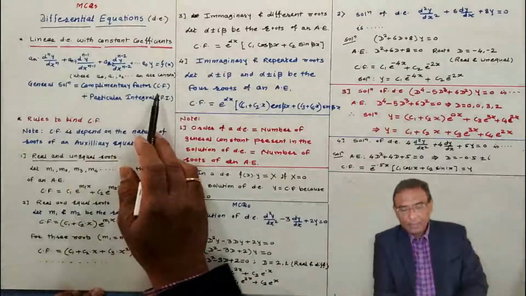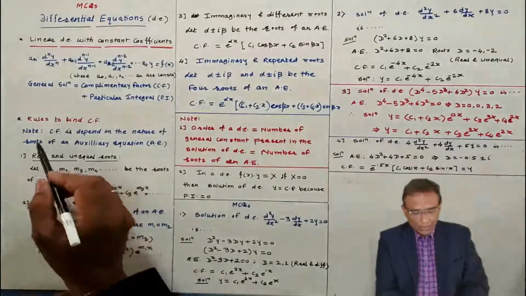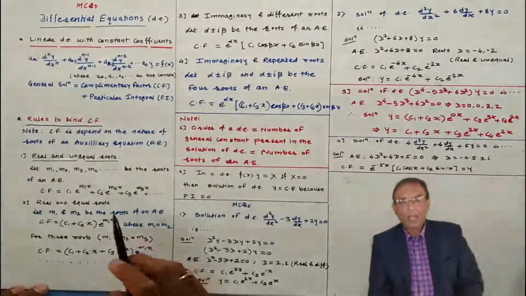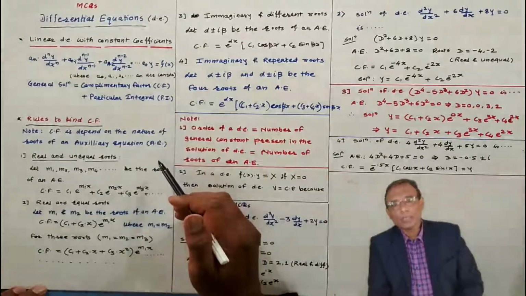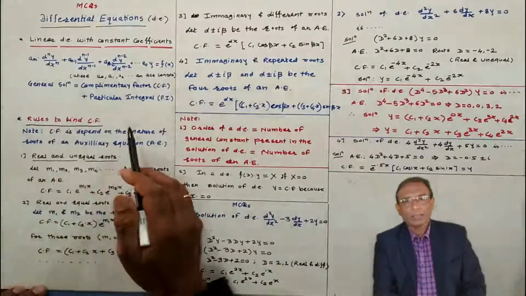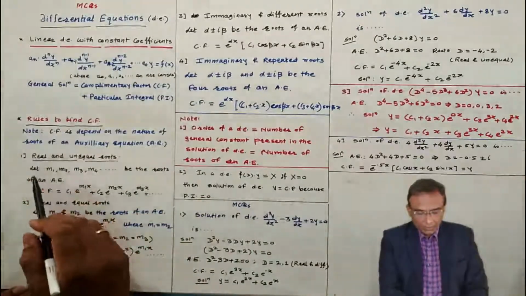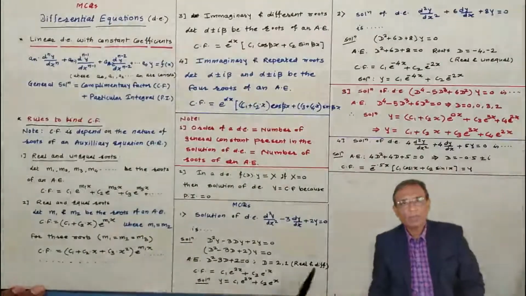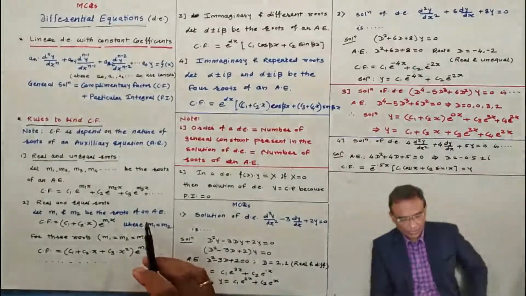So when you find the complementary function, there are some rules to find it. In short, I am going to describe the rules to find the complementary function. And this complementary function depends on the nature of the roots of an auxiliary equation. I will tell you what an auxiliary equation is. It is very clear that we need to find the roots of the auxiliary equation.